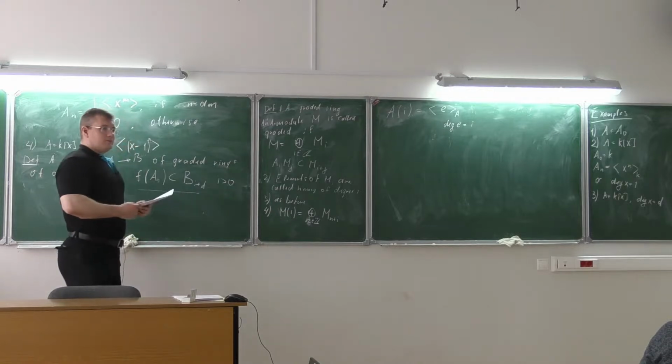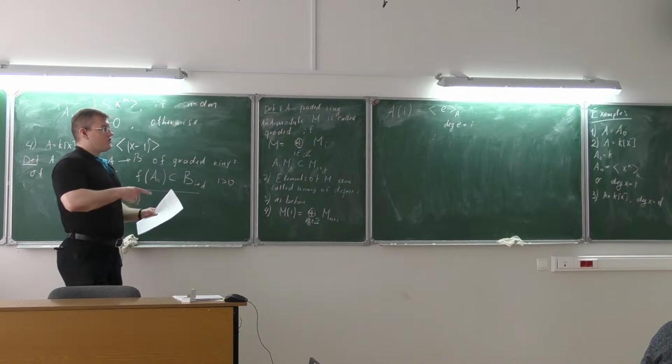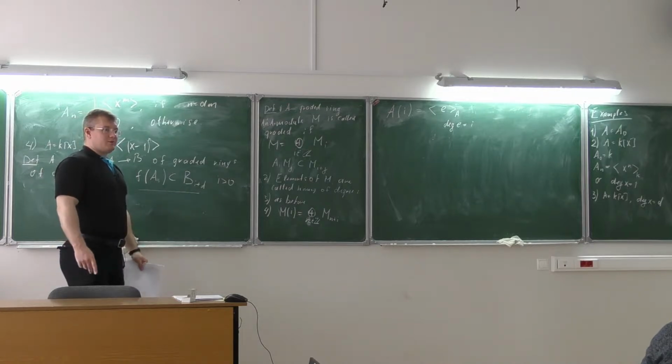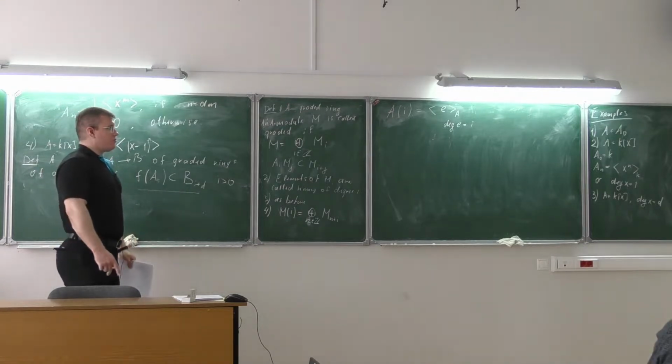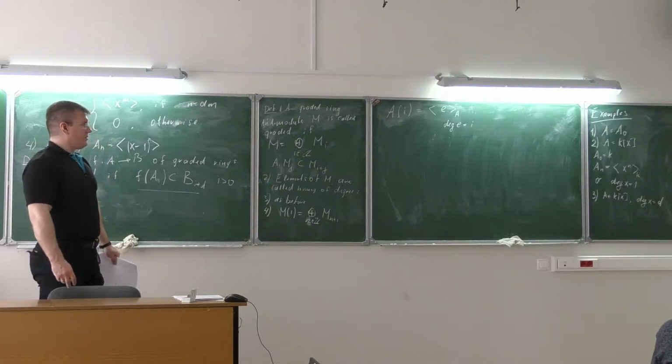Why are they not isomorphic? They are not isomorphic if you want your isomorphism to be a map of degree 0. If you allow maps of any degree, then everything is fine.